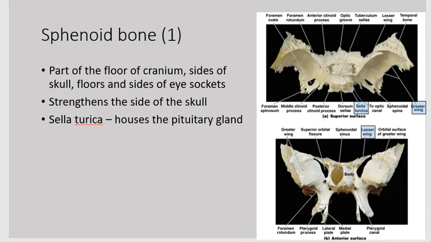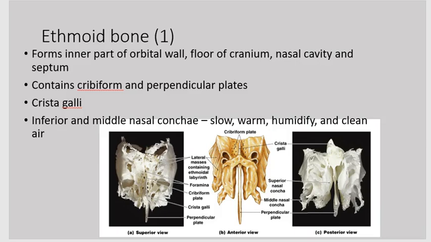The next bone is your ethmoid bone. The ethmoid bone forms your nasal septum. So it separates your left and right nasal areas from each other. It also forms part of the inner wall of the orbital. Lots of these bones form the walls of the orbital. The orbital has a lot of stuff going on around it.